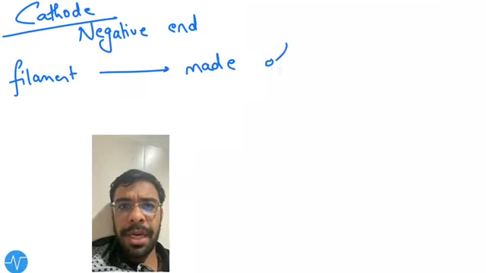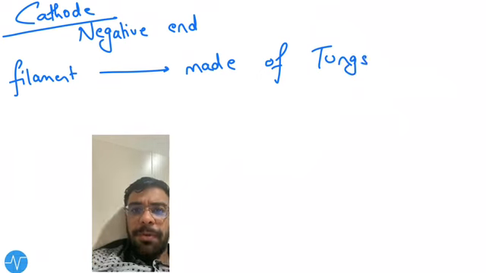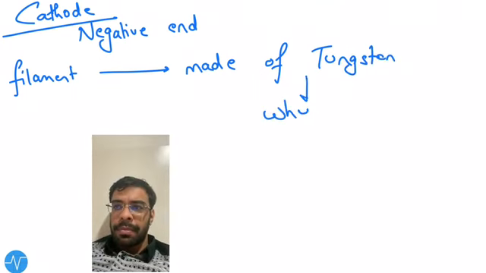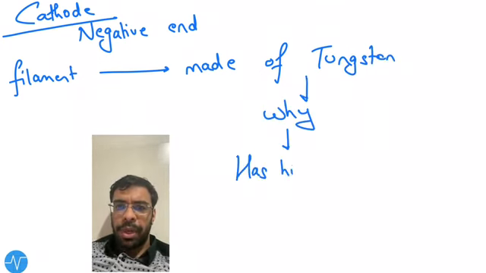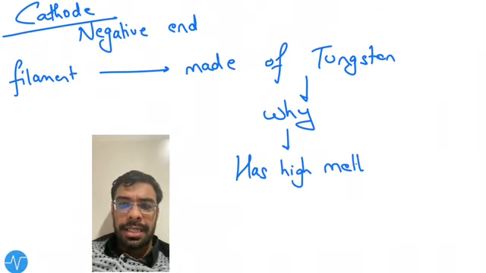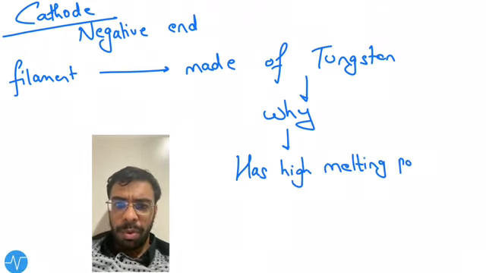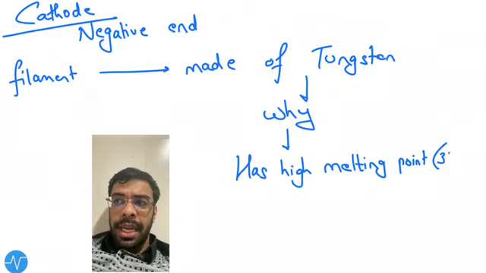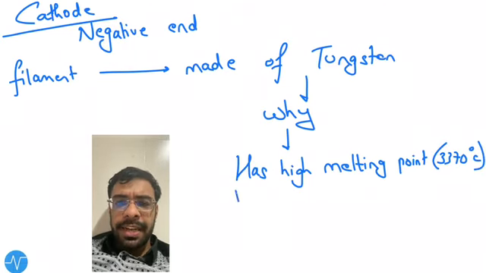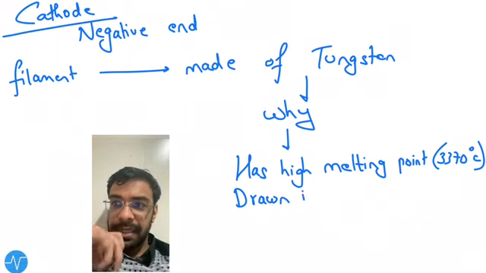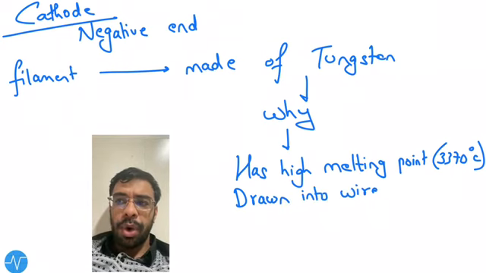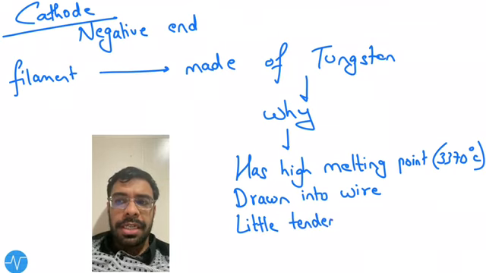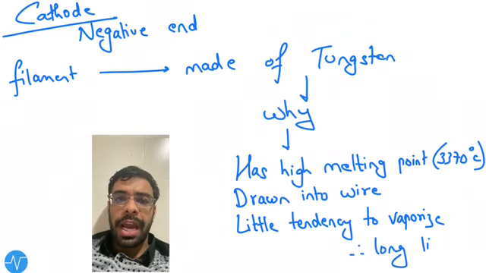Let's learn about filament. Filament is made up of tungsten. Why tungsten? First point, tungsten has a high melting point. What is the temperature? It is 3370 degrees Celsius. Second point, it can be drawn into wires. Third point, tungsten has little tendency to vaporize. Therefore, it will have a long life expectancy.